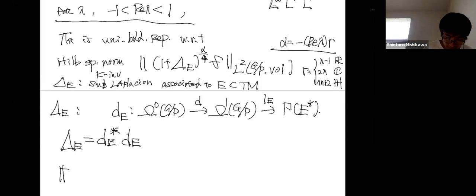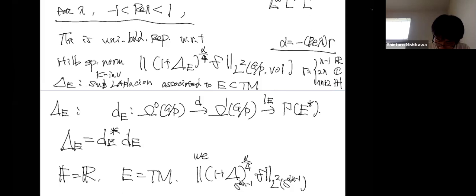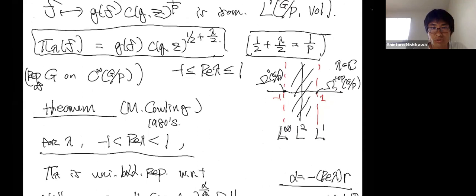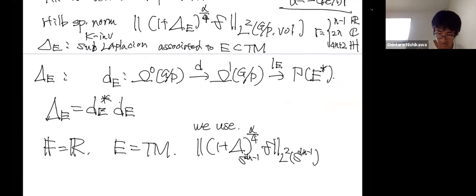And one remark is that for F equals R, the sub-bundle E is equal to TM. So what this theorem says is that you can use one plus Laplacian, the standard Laplacian on the sphere, and this is a metric. And this is nothing but the usual Sobolev space on the sphere. So the point is, Michael Cowling's theorem states that you have a parameterized family of representations pi lambda of G on the smooth functions, on each of which you have a canonical LP space for which G is acting isometrically. But in fact, you can make that representation a uniformly bounded representation on the Hilbert space, which is completely non-trivial.